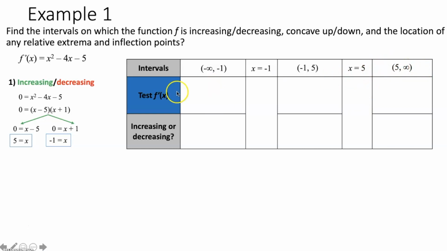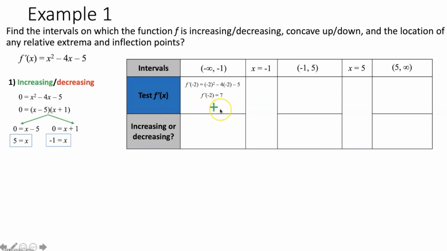Now again, all we have to do to figure out whether the function is increasing or decreasing is pick a test x value on each of these intervals, plug them into the first derivative, see if we get a positive or negative number. So let's pick a test x value on this given interval. How about -2? I'm going to take -2, plug it into the first derivative. I simplify and I end up getting +7. Again, we don't care about the 7, we care that it's positive.